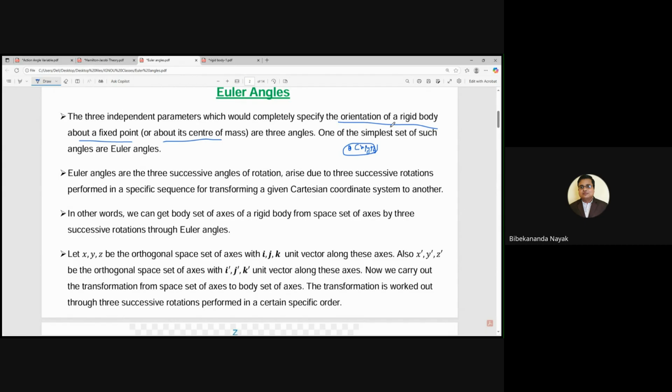Okay, and the three angles are known as Euler angles. Euler angles are the three successive angles of rotation, not any arbitrary rotation. Successive angles of rotation arise due to three successive rotations performed in a specific sequence for transforming a given Cartesian coordinate system to another. So Euler angles are used to transform one Cartesian coordinate system to another in a specific sequence. In other words, we can get the body set of axes of a rigid body, which is attached to the body, from the space set of axes where the object is present, by three successive rotations known as Euler angles.